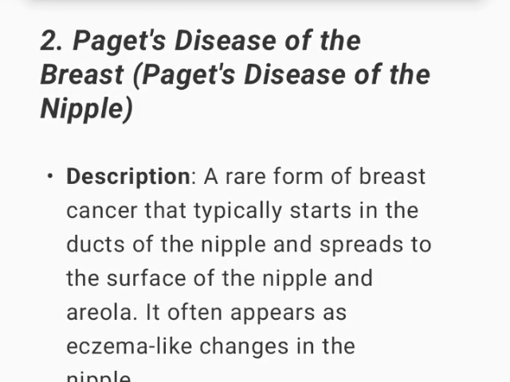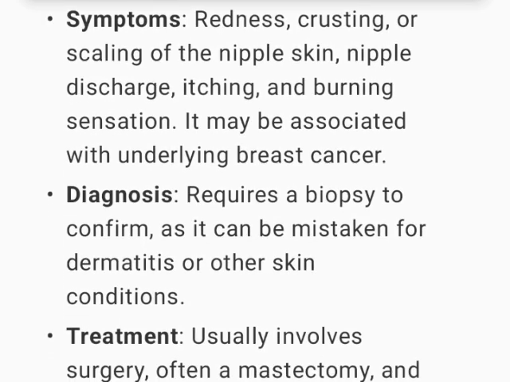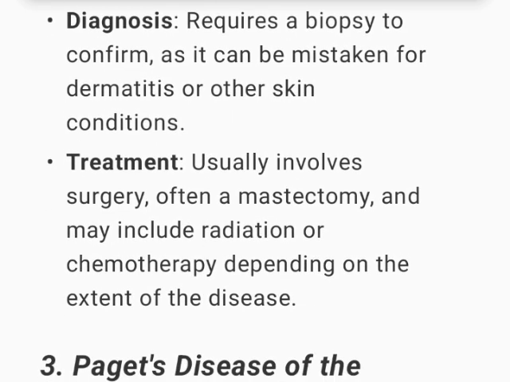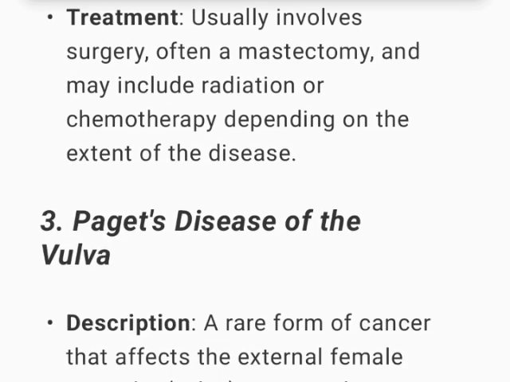2. Paget's disease of the breast, Paget's disease of the nipple. Description: a rare form of breast cancer that typically starts in the ducts of the nipple and spreads to the surface of the nipple and areola. It often appears as eczema-like changes in the nipple. Symptoms: redness, crusting, or scaling of the nipple skin, nipple discharge, itching, and burning sensation. It may be associated with underlying breast cancer. Diagnosis: requires a biopsy to confirm, as it can be mistaken for dermatitis or other skin conditions. Treatment usually involves surgery, often a mastectomy, and may include radiation or chemotherapy depending on the extent of the disease.